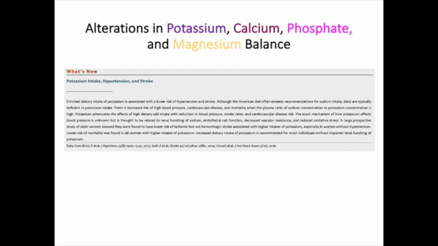In addition to sodium and chloride, we're now going to look at alterations in potassium, calcium, phosphate, and magnesium balance as well. I saw this clipping in your book that I thought was interesting, and it had to do with potassium, hypertension, and stroke. It said that enriched dietary intake of potassium is associated with a lower risk of hypertension and stroke. The American diet often exceeds the recommendation for sodium, but not potassium. We actually have a deficiency there. A correlation has been found that the more potassium you have, the better outcome you may have in reduction of heart disease. There is an increased risk of high blood pressure, cardiovascular disease, and mortality when the plasma ratio of sodium concentration to potassium concentration is high.